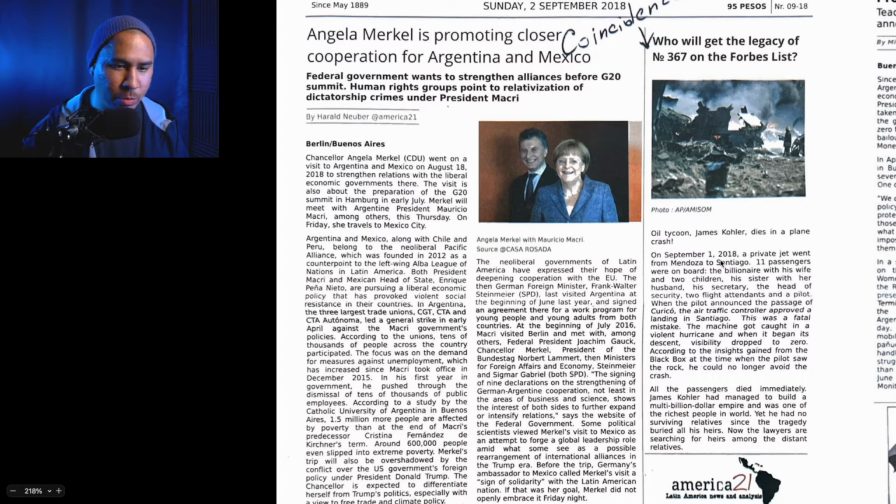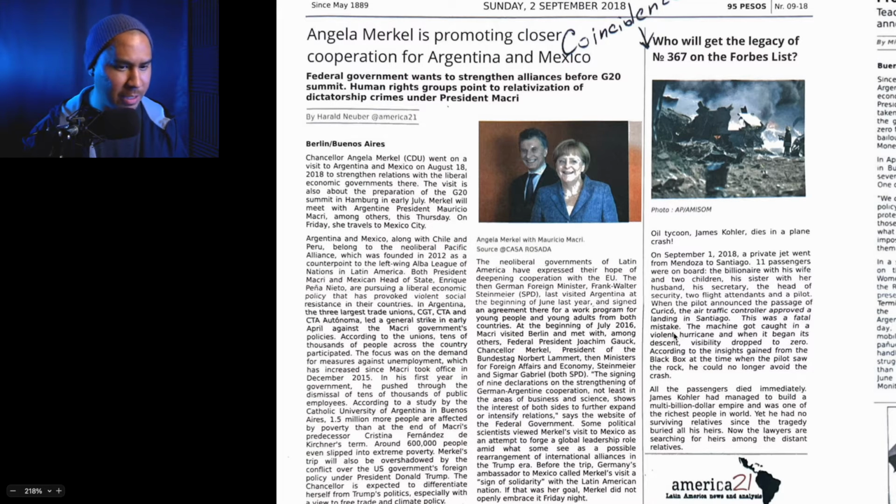On September 1st, 2018, a private jet went from Mendoza to Santiago. 11 passengers were on board. The billionaire with his wife and 2 children, his sister with her husband, his secretary, the head of security, 2 flight attendants, and a pilot. When the pilot announced the passage of Curico, the air traffic controller approved a landing in Santiago.